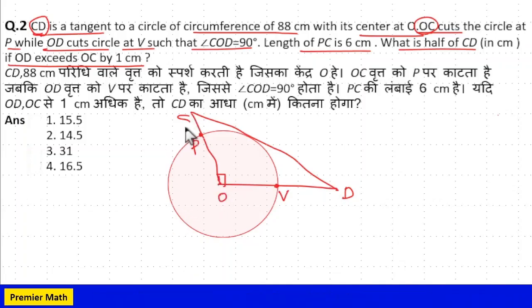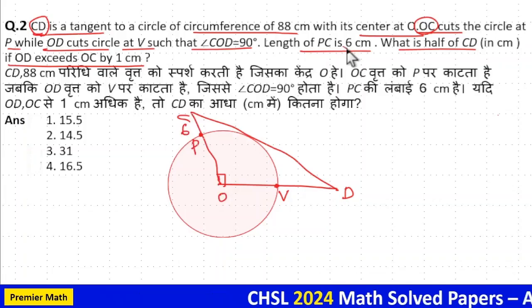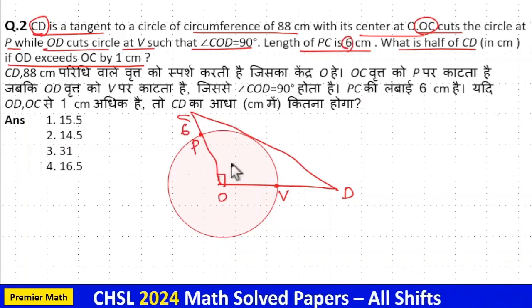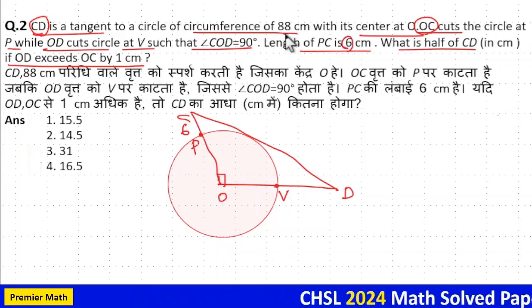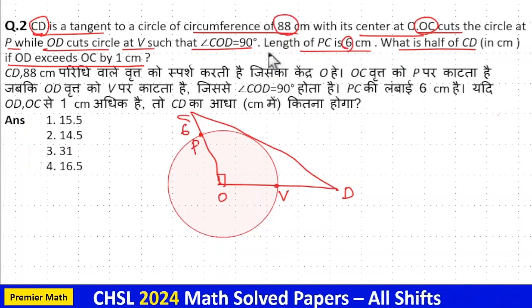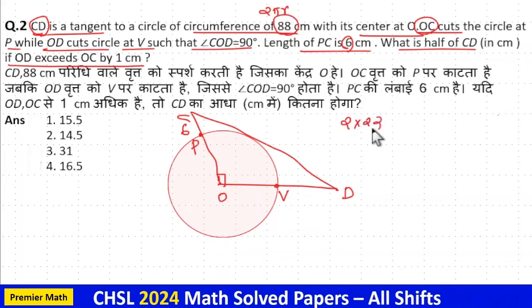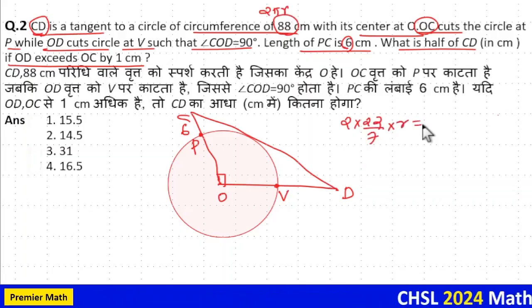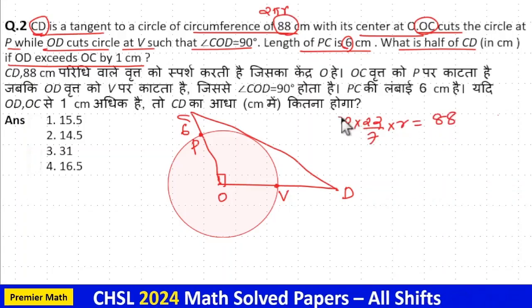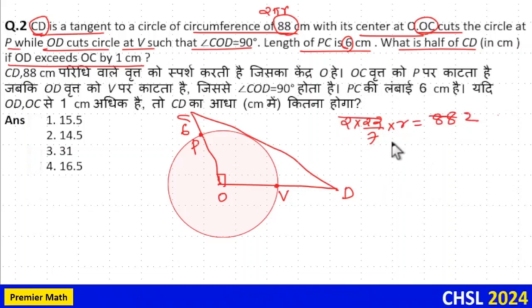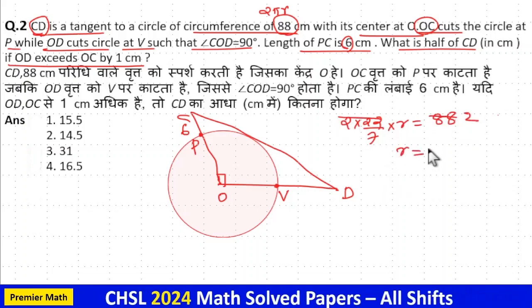Here, PC is equal to 6 cm. And the question says the circumference is 88 cm. So, circumference means 2 pi r. So 2 into 22 by 7 into r is equal to 88 centimeter, which means 44 goes 2 times in 88. So r, the radius, is equal to 14.